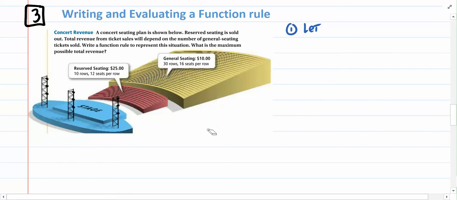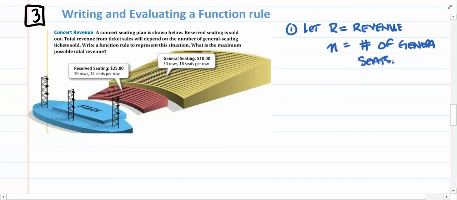It says write a function rule to represent the situation, and then it says what is the maximum possible total revenue. So step 1, let's define our variable. So I'm going to let R equal revenue. Okay, and I'm going to let N equal number of general seating tickets. So the number of general seats. Okay, so there we go.